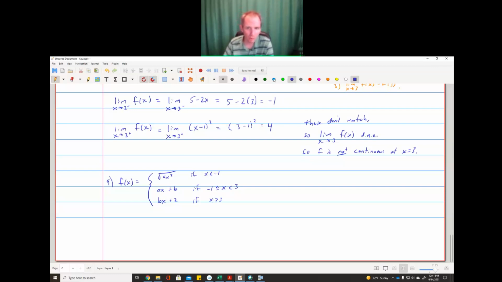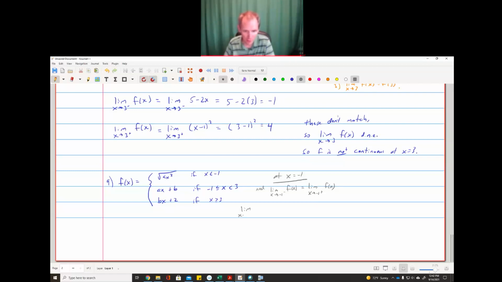Okay, so let's look at that. We'll start with x equals -1. At x equals -1, if this had any chance of being continuous, then the limit has to exist. So the limit from the left and the limit from the right must be equal, right? So we need the limit as x approaches -1 from the left of f of x to equal the limit as x approaches -1 from the right of f of x. Okay, so let's look at what those limits are.